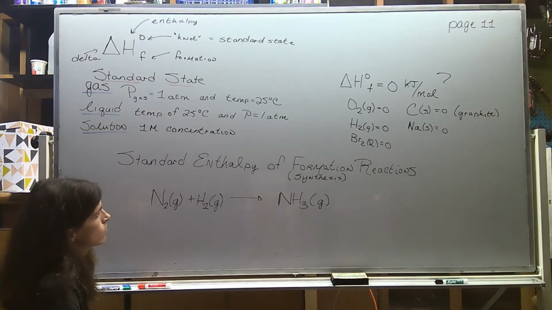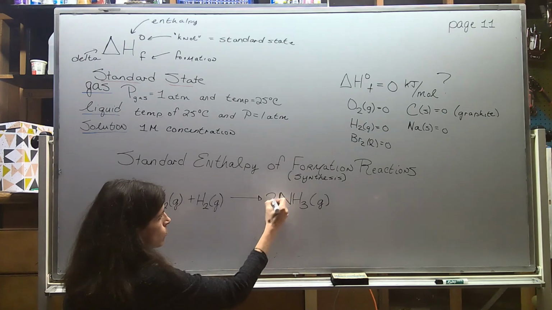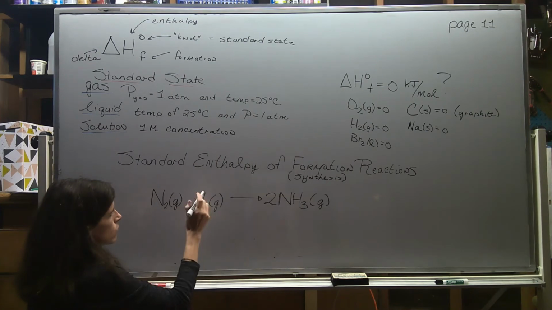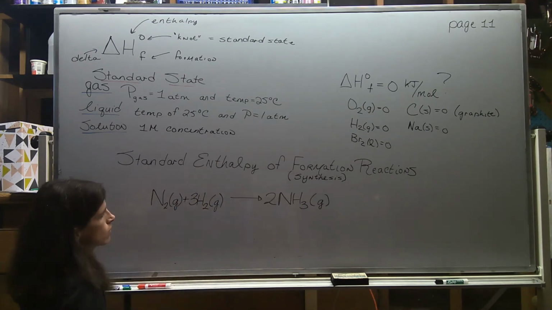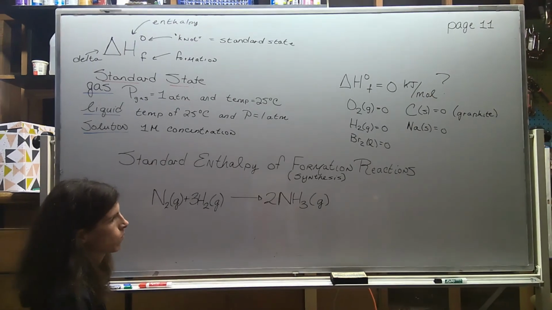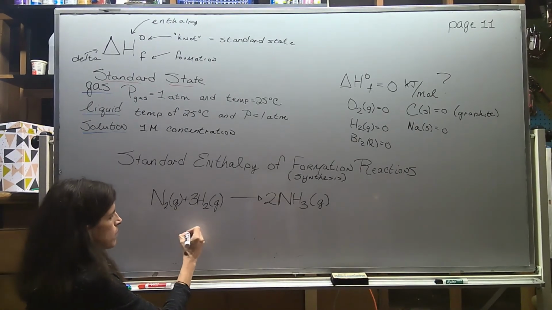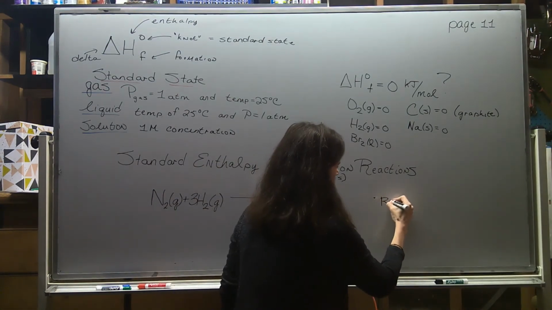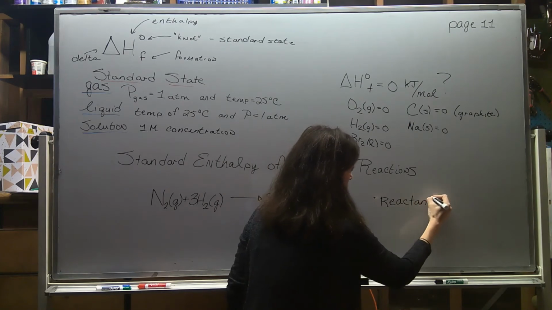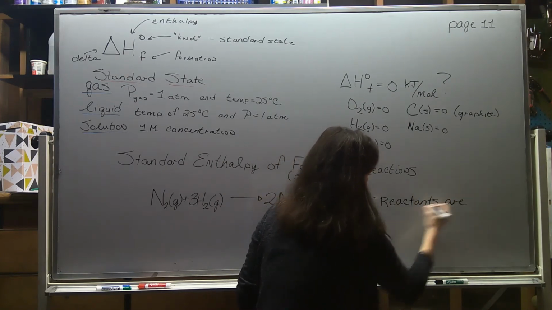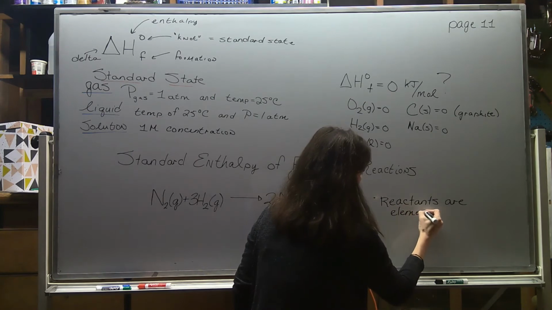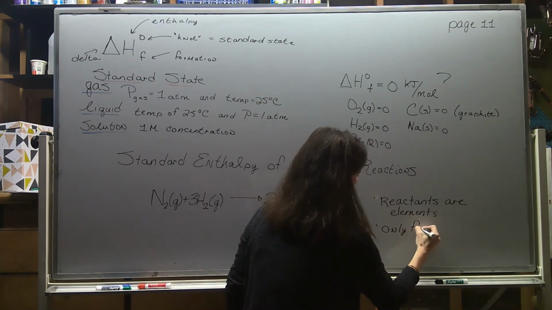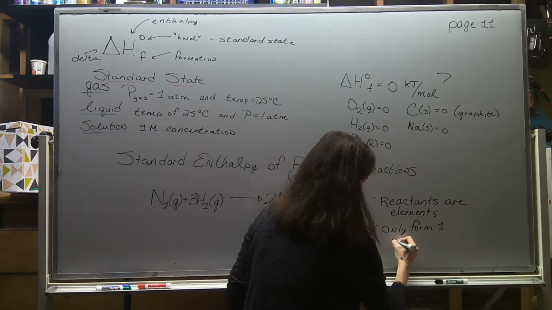This needs to be balanced. So let's see, we can put a 2 here, which gives us 6. So I'll put a 3 in here, 6 hydrogens, and the nitrogen looks good to go. Not only does it have to be from, and let me write, the reactants have to be elements. The other thing is you can only form 1 mole of the compound.